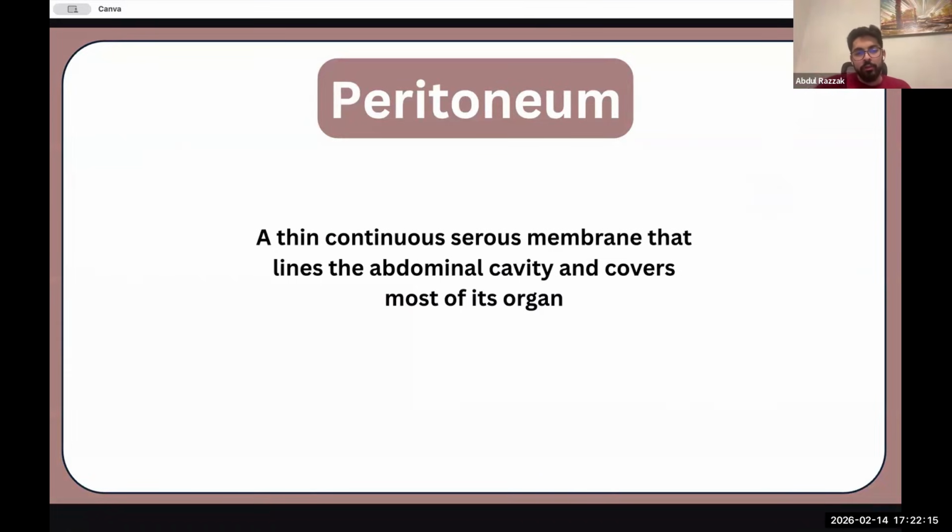So what is the peritoneum? The peritoneum is a thin, continuous serous membrane that lines the abdominal cavity and covers most of its organs, not all the organs, only just most of them.